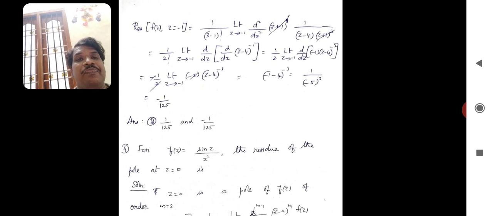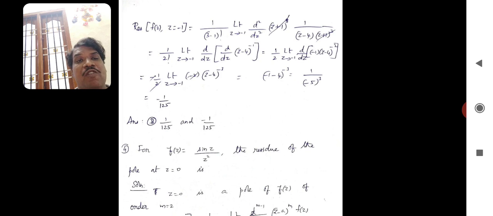Coming to the second pole of f of z, the second pole of f of z is z equals minus 1 and the corresponding order is 3. So therefore I am going to substitute a value as minus 1 and m value as 3 in the formula for residue. So therefore residue of f of z at z equals minus 1 equals 1 by (m minus 1) factorial. m is 3, so (3 minus 1) factorial. Limit z approaches a. a here is minus 1, so z approaches minus 1. d power m minus 1. So m is 3, m minus 1 is 2. So it is d square by dz square into (z minus a) power m.